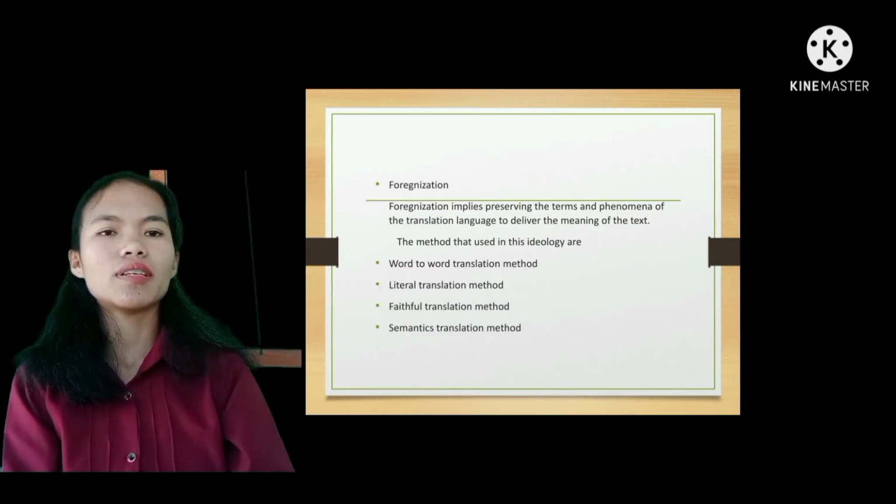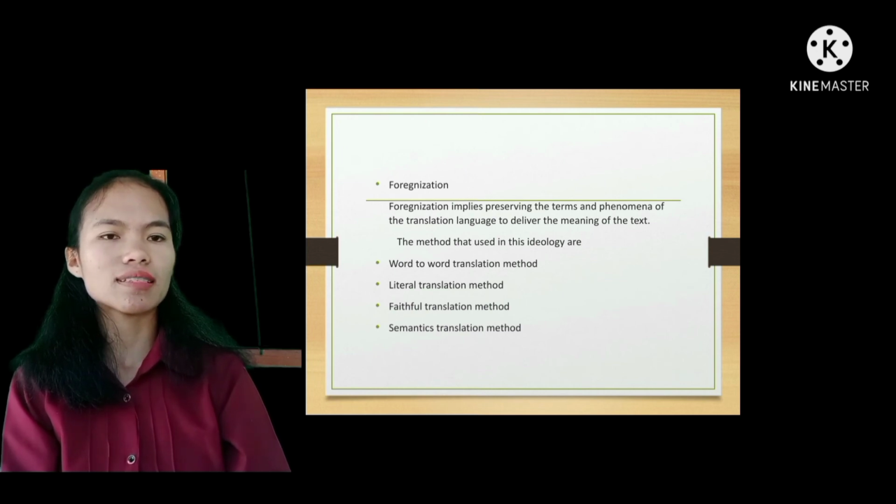And now we continue with group 2, foreignization. It emphasizes the source language. The methods used in this ideology: the first is word-to-word translation method. Word-to-word translation is often demonstrated as interlinear translation, with the target language immediately below the source language words, and the source language word order is preserved and the words are translated singly, by their most common meanings, out of context. And the second is literal translation method.